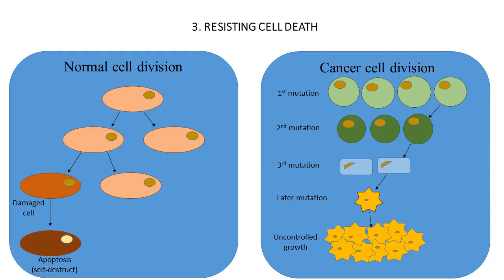Next is resisting cell death. For the normal cells, they have the ability to undergo apoptosis. Apoptosis is needed in order for the cells to stop growing and is also initiated whenever a cell is damaged. On the other hand, cancer cell is resistant to apoptosis. Hence, the cancer cells will keep dividing and undergo uncontrolled growth.